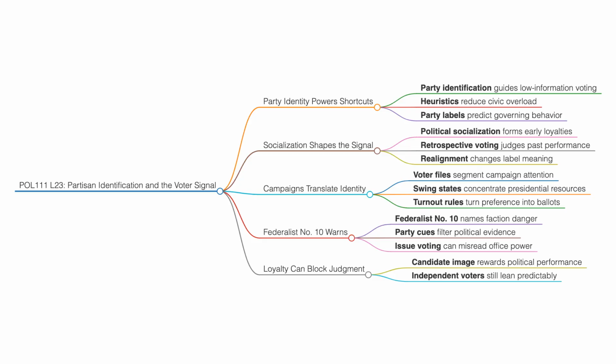The alternative to shortcuts would be constant intensive study. That sounds virtuous until one remembers the scope of the ballot and the speed of public life. A voter who refuses every shortcut may simply disengage. The better civic question is how to use shortcuts honestly. Party labels can start inquiry. They should not end it.